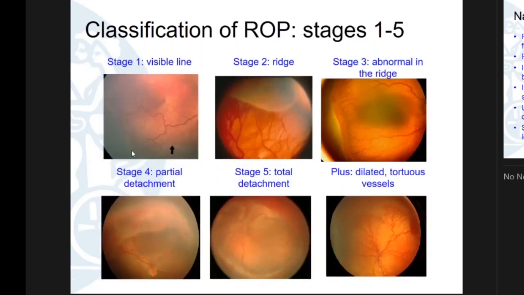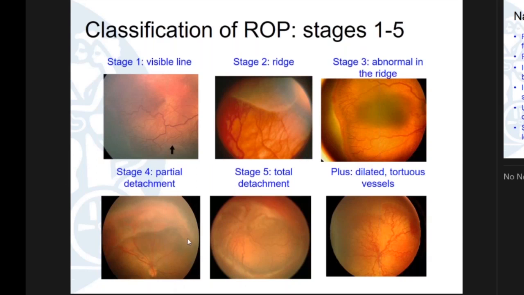There are 5 different stages. Stage 1 is when there is a line, a visible line between the vascular retina and the avascular retina. In stage 2, this becomes an elevated ridge, which you can see in the top slide in the middle. And in stage 3, you get abnormal proliferation of vessels. This sausage-like area of tissue here is abnormal proliferating blood vessels. In stage 4, you get partial detachment of the retina. So this upper part of the retina is out of focus because it's separated from the back of the eye. Stage 5 is total retinal detachment.